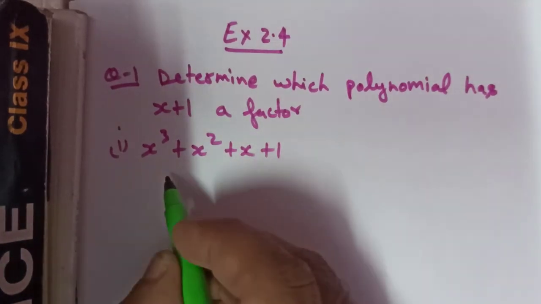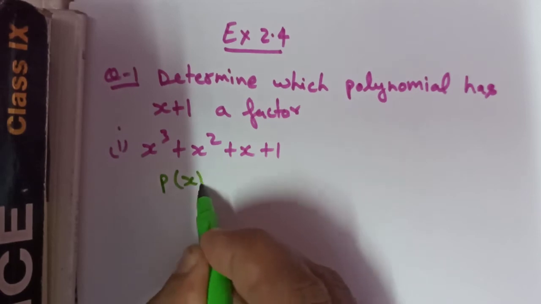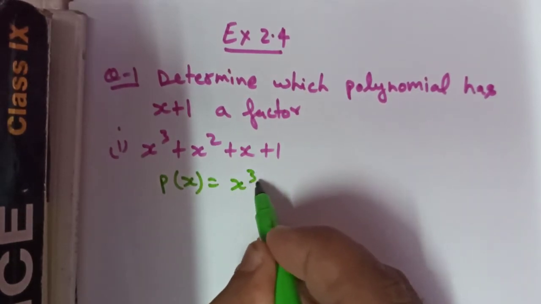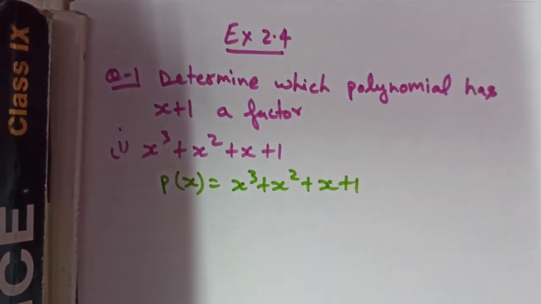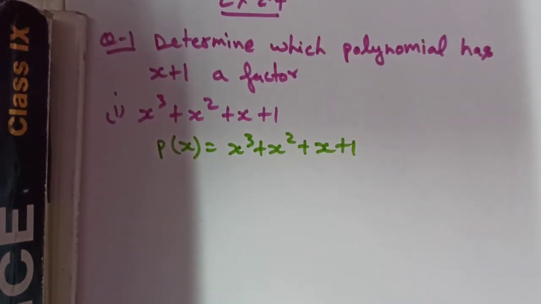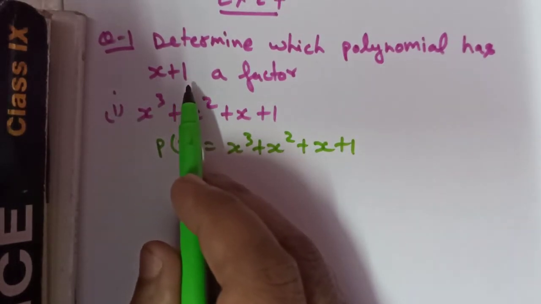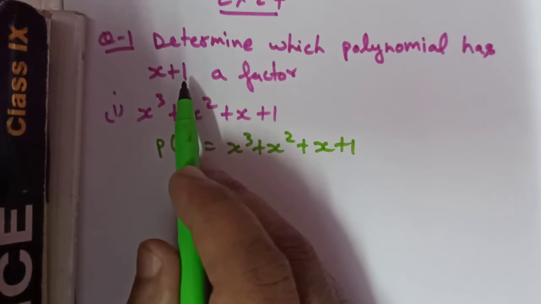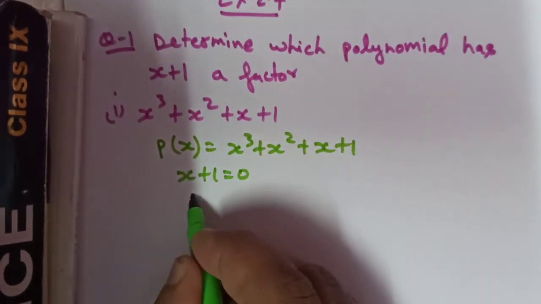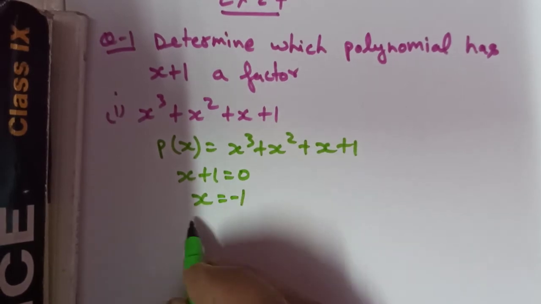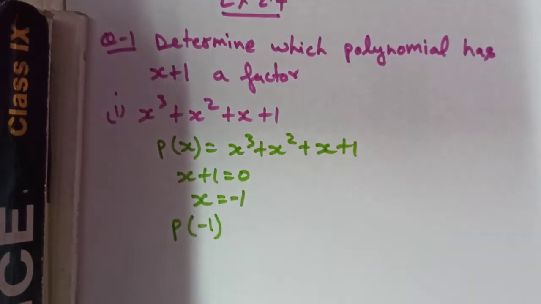How? First, we will write the polynomial given. p(x) is x cube plus x square plus x plus 1. We have to find out whether x plus 1 is a factor of the given polynomial. So first of all, we will find out the value of a. What is a? That is the 0 of the divisor polynomial. So x plus 1 equals 0, x equals minus 1. Now we will find out p(a), that is p(-1).